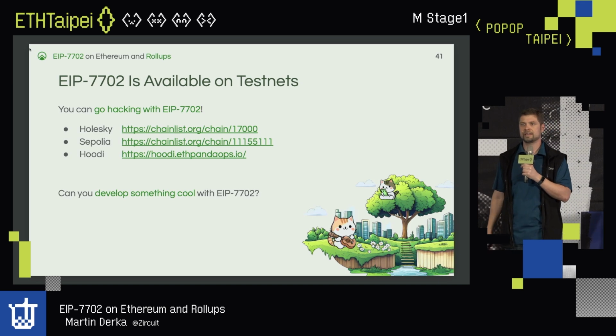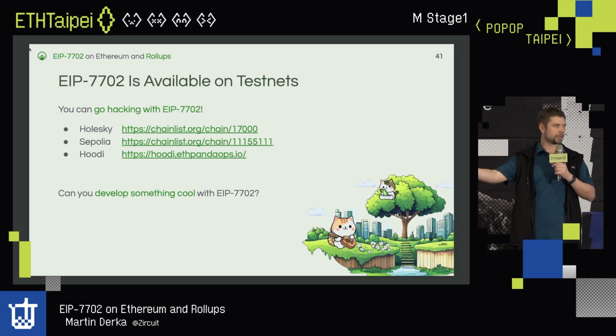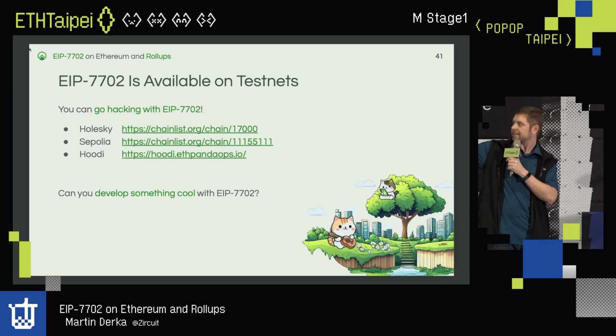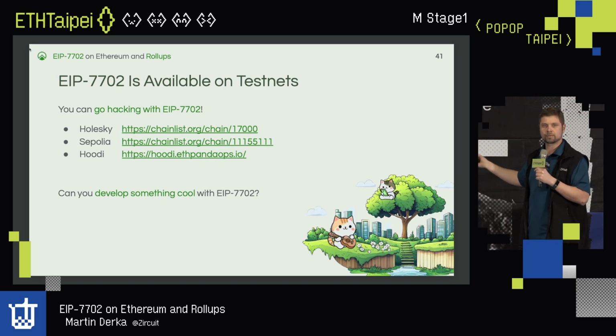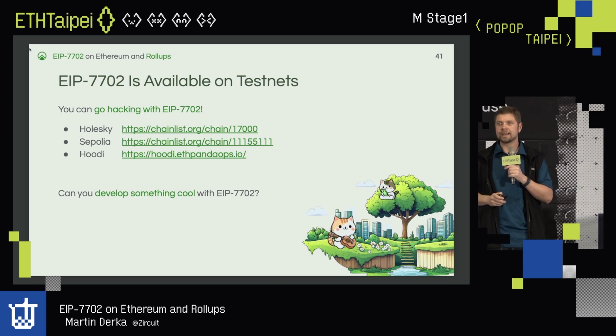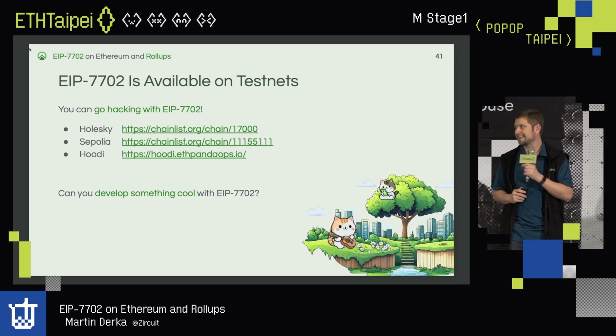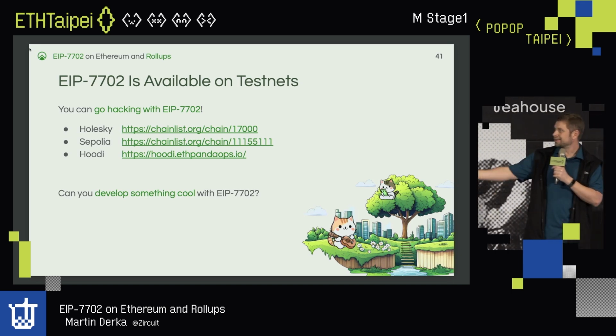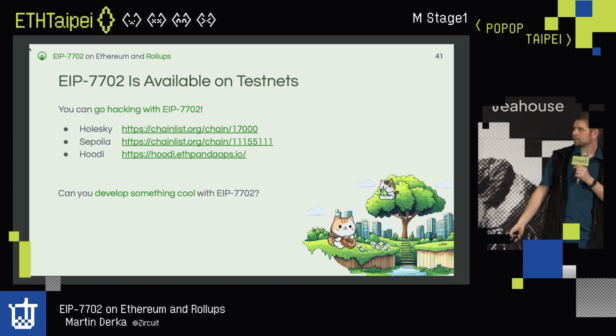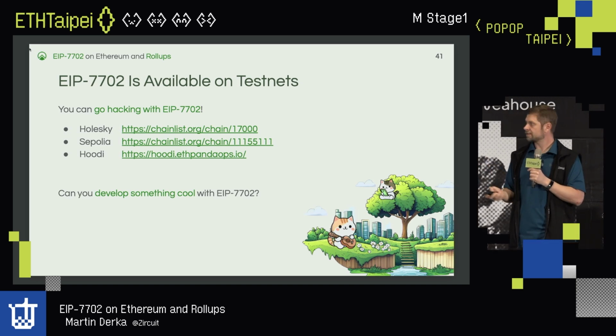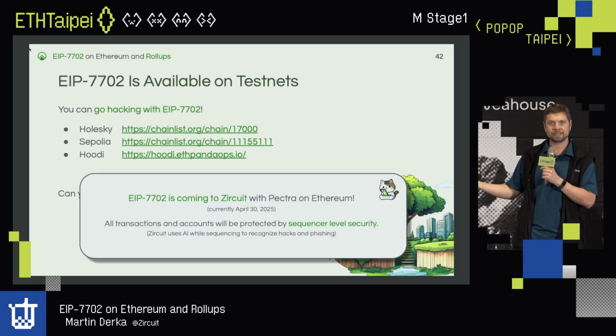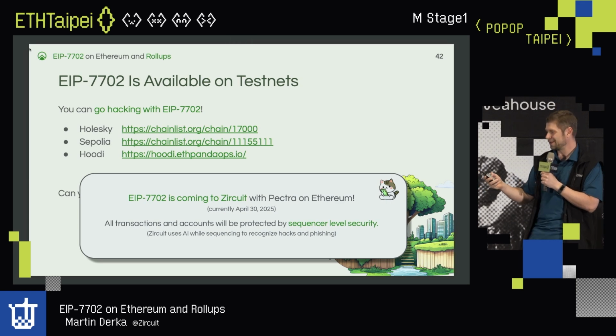EIP-7702 is actually already available, so you can also hack with it. It is available on the Ethereum testnet networks that have already upgraded to Pectra, so you will find it on Holešky, you will find it on Sepolia. There is also a brand new testnet Hoodi, so grab some of those links, and if you feel like it, do something really cool with EIP-7702.